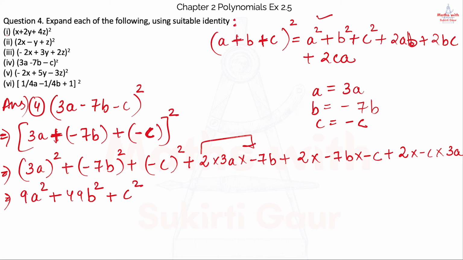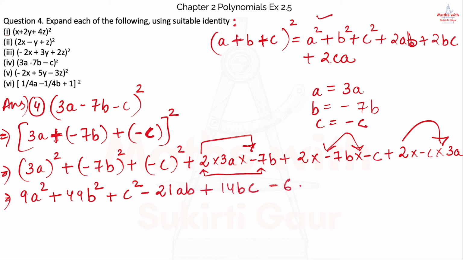Now here we have 2 into 7 and 7 times 3 will be 21, that will be in negative, so minus 21ab. Till now you have got how I am doing it directly. Now we have 2 into 7, 14, minus into minus will give us plus, and it will be plus 14bc. Then we have 2 into 3, 6, 6 into minus will be minus 6ac. We are done with the expansion of fourth part.